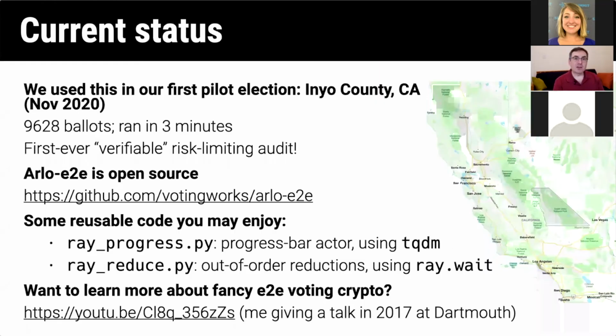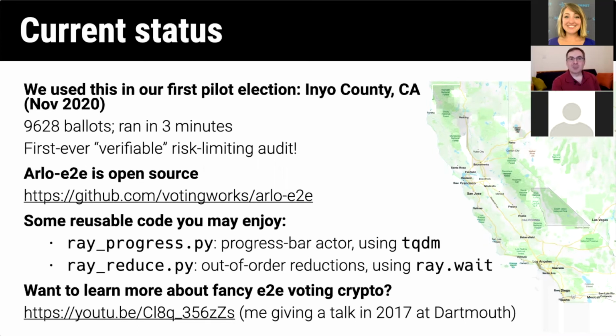All right, so where are we today? We used this in our very first pilot election, which was Inyo County, California, just a month ago. The map shows Inyo on the right. You can see that Inyo is on the eastern side of the state. And Inyo, by the standards that I was engineering for anyway, was a relatively small election, only 9,628 ballots.